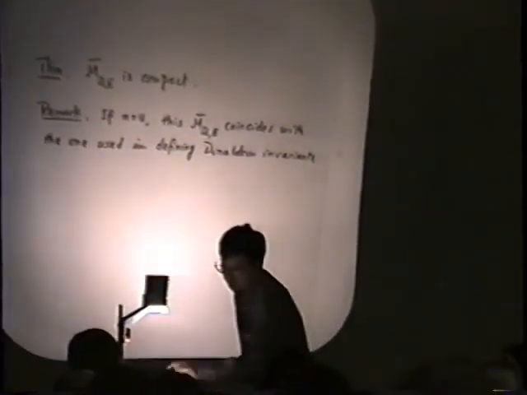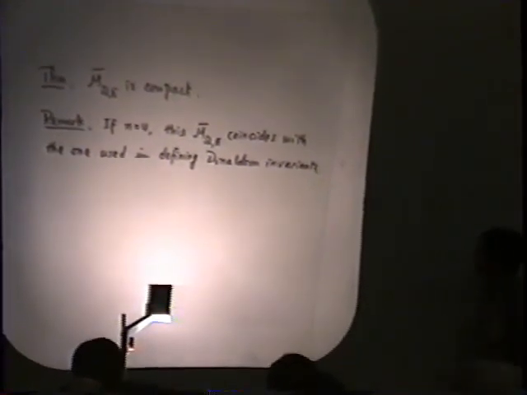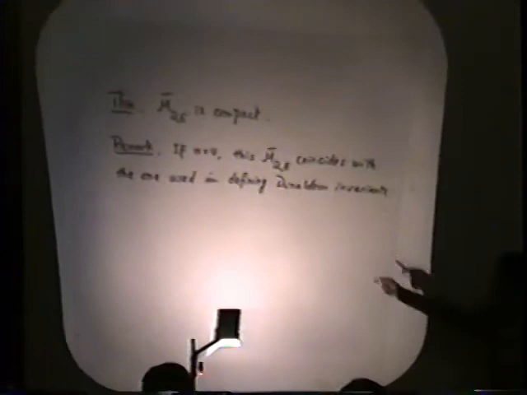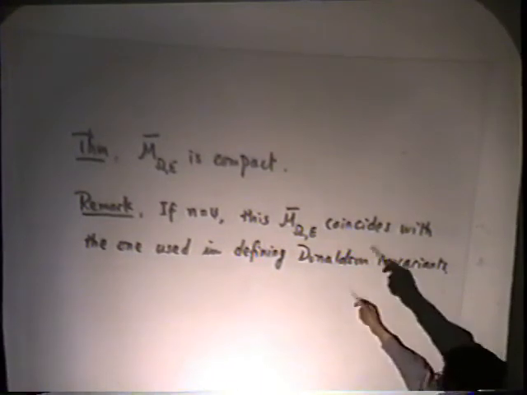So in case n equals 4, this coincides with the one Uhlenbeck used in defining the Donaldson invariants. Well, in that case, you're adding just points in place of cycles. So in the last 5 minutes, I guess I have 5 more minutes, let me give you a very sketched proof.